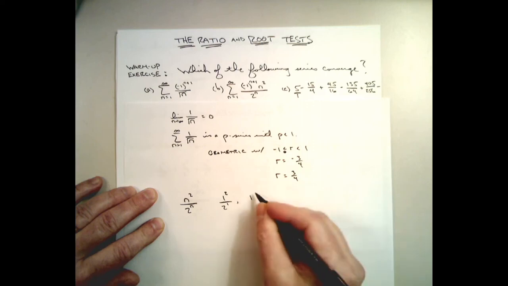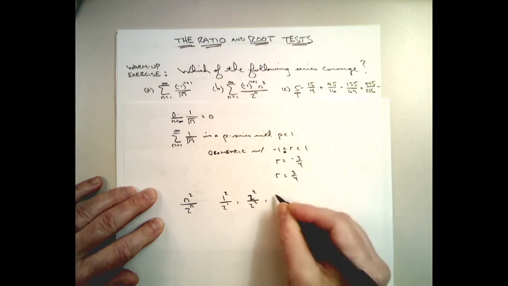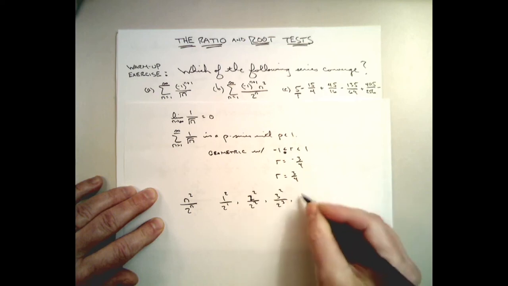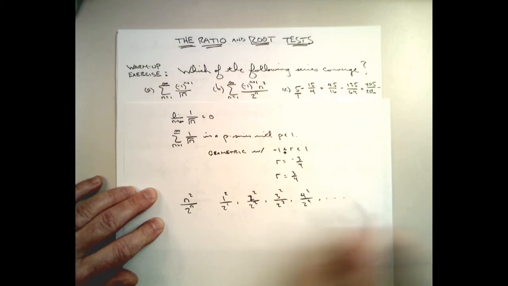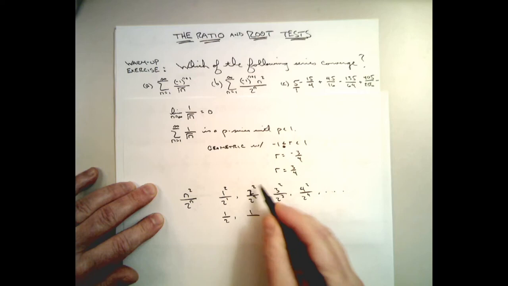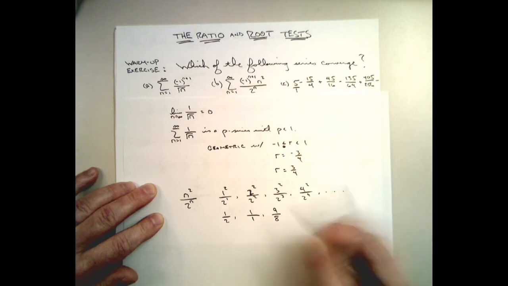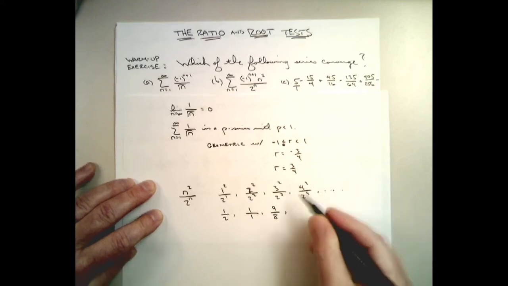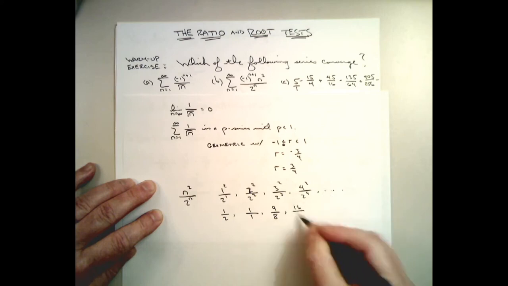Next term is going to be 2 squared over 2 to the second. Next one's going to be 3 squared over 2 to the third, 4 squared over 2 to the fourth, and so on. And if we looked at the specific values, this is 1/2. This is 1. This is 9/8, a little bit bigger than 1. But then this one is 16. Oh, well, we're back to 1 again, 16 sixteenths.